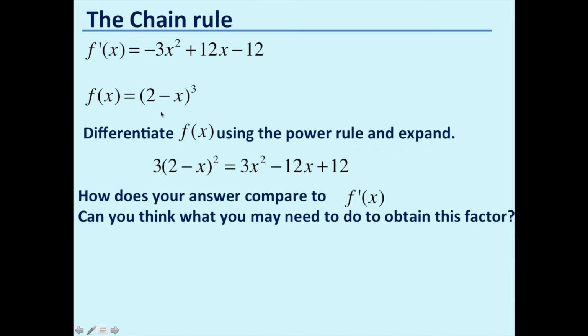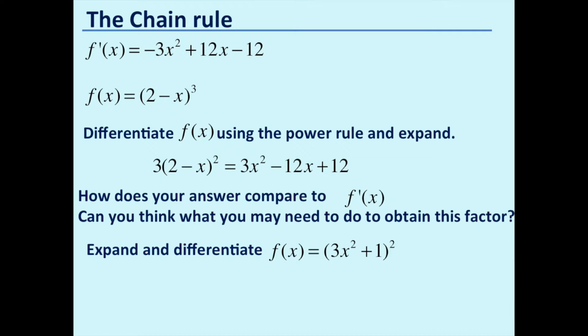So here is our function. If we use the power rule to differentiate and then expand, we can see that's going to be 3, bring the power down and subtract 1 from the power. That's going to be 3 times (2 minus x) squared, which is going to give us 3x squared minus 12x plus 12. Now if you look back at what the actual derivative is, we calculated this the kind of old school way, you'll notice it's not quite the same. So what have you got to do to get from here to here? Well, you should be able to see that you've just got to multiply that by -1. Now just think and see if you might be able to figure out where that -1 comes from.